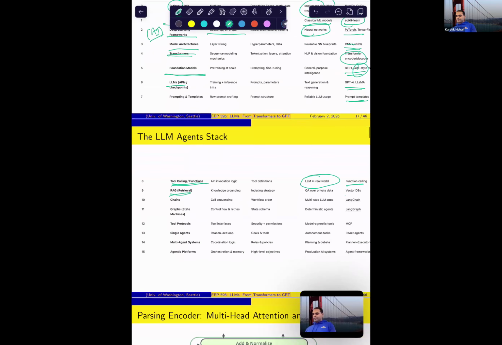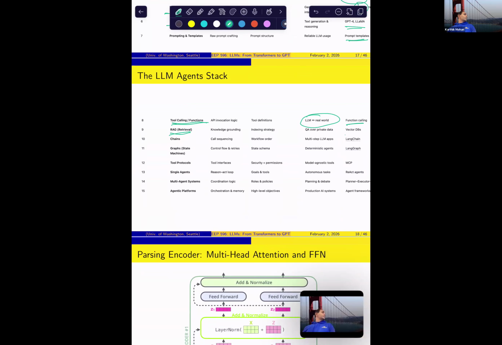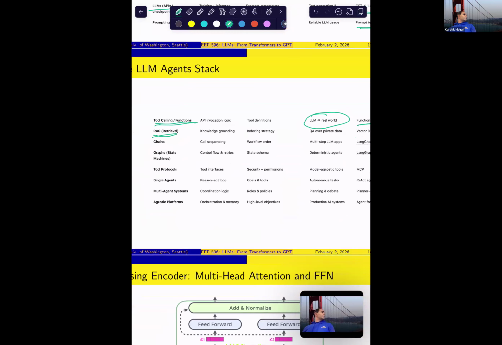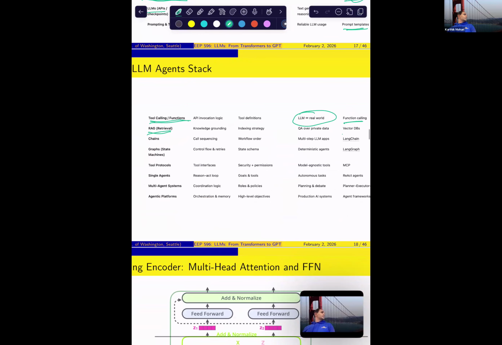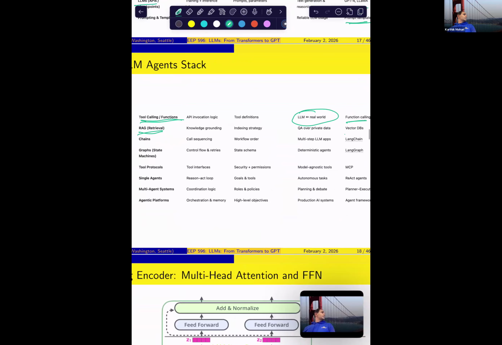Oh, I'm sorry, the same issue as before. Is the font too small? I can zoom in, but maybe this is better. Okay.